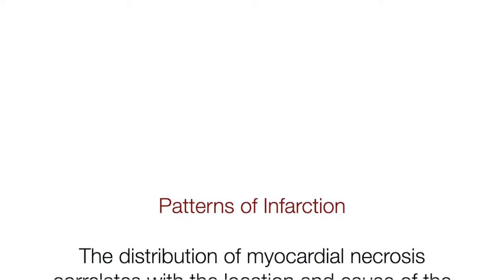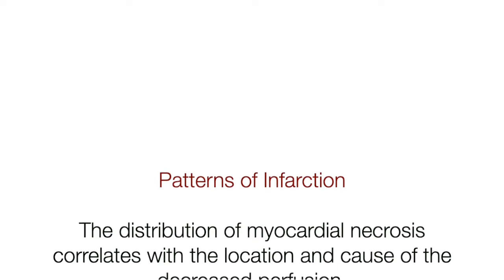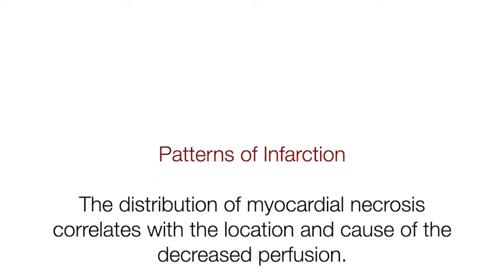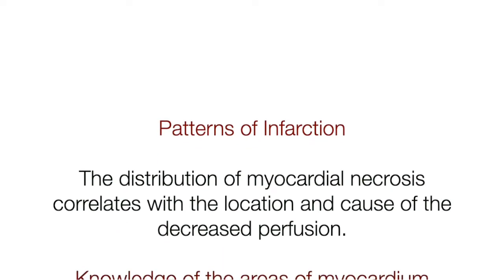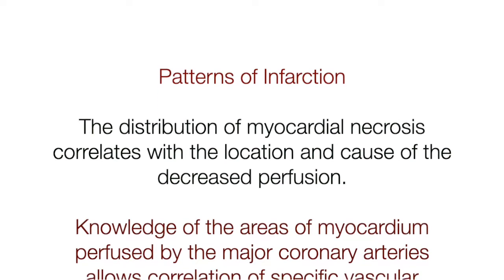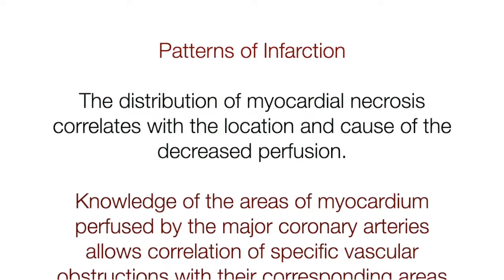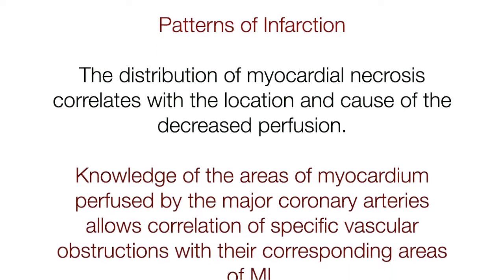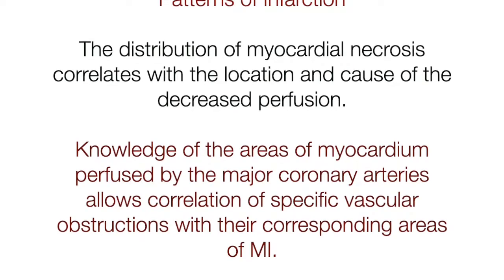Patterns of infarction. The distribution of myocardial necrosis correlates with the location and cause of the decreased perfusion. Knowledge of the areas of myocardium perfused by the major coronary arteries allows correlation of specific vascular obstructions with their corresponding areas of myocardial infarction.